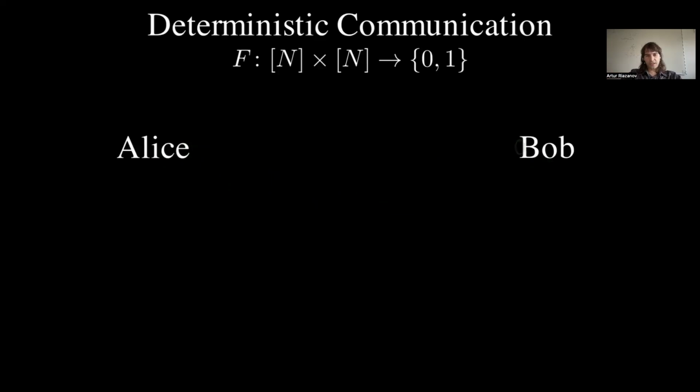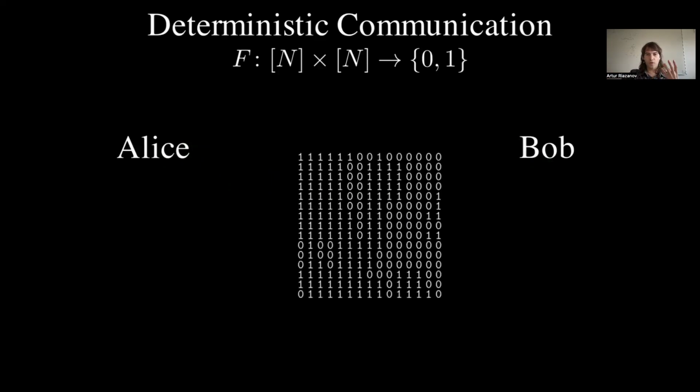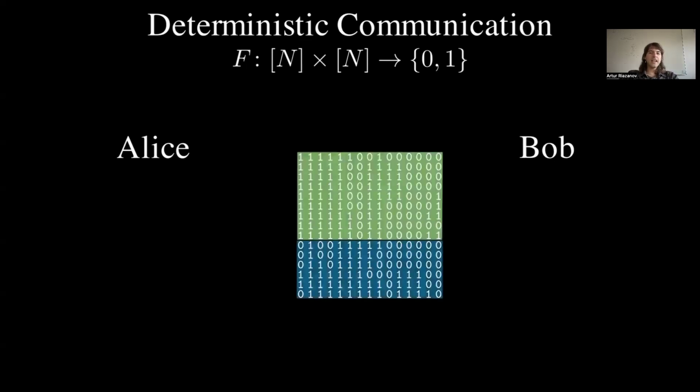So abstractly, you can think about it like this. There is a matrix containing all the values of the function f, and with each communicated bit, Alice partitions the rows of the matrix into 2 sets. The green set is where Alice communicated 1, and blue where she communicated 0. In each of these cases, Bob also communicates a bit, and thereby partitions these rectangles into still smaller rectangles. So this is a description of a communication protocol.